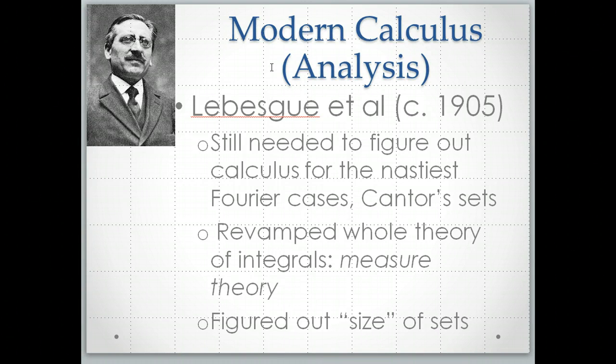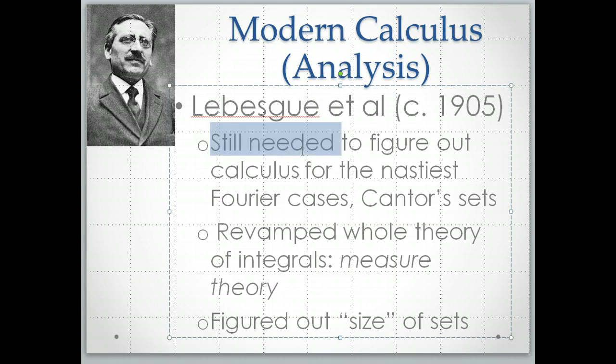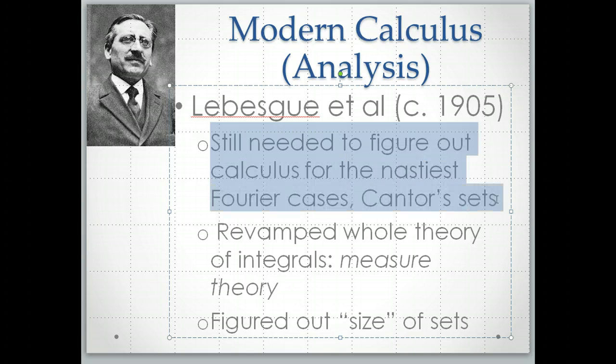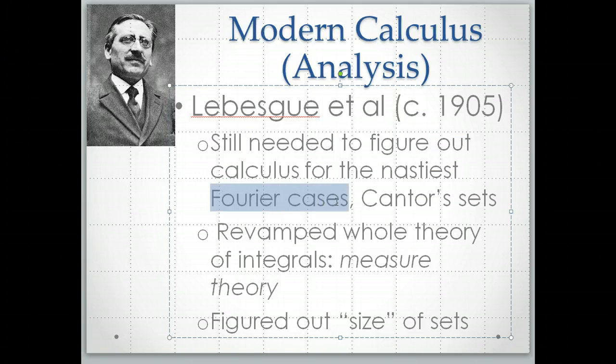But the main last thing I want to talk about in the transformation is modern calculus, which now goes under the name of analysis. And the last big figure I really want to focus on is Henri Lebesgue, French mathematician, and many others, but he really is pride of place around 1905, roughly. The task was still unfinished. We still needed to figure out calculus for the very nastiest of the functions you can get with the Fourier method. It still wasn't really clear how it worked.